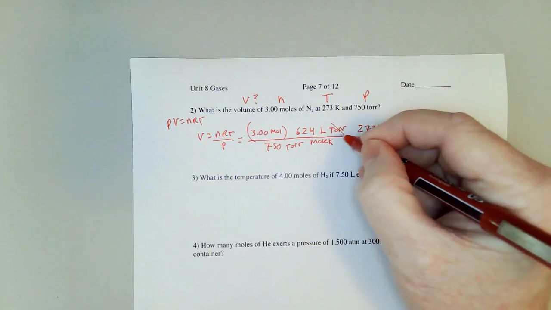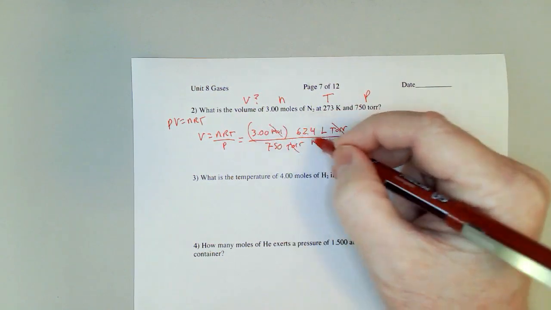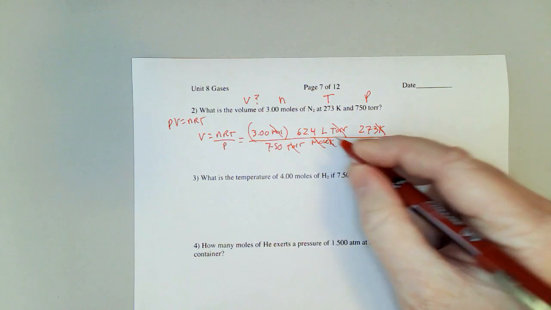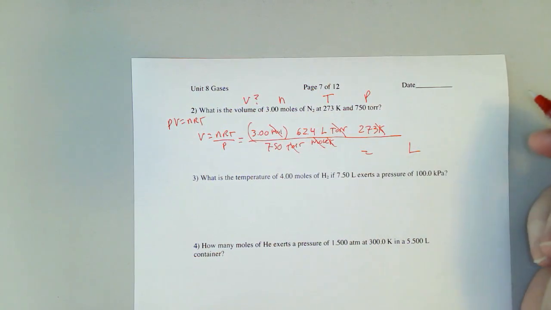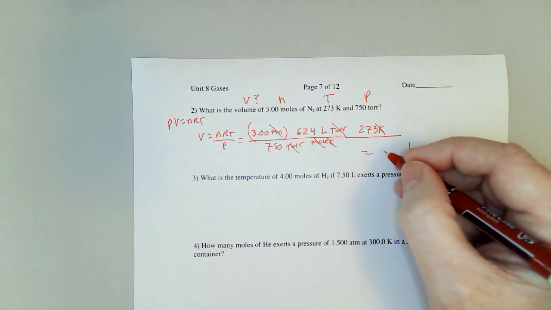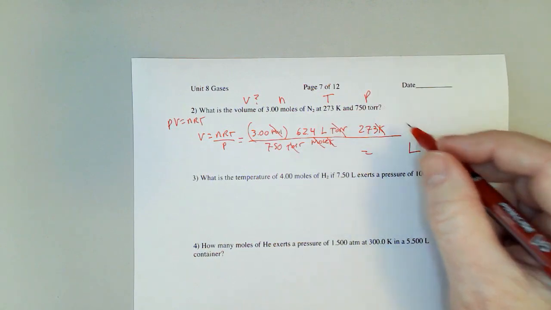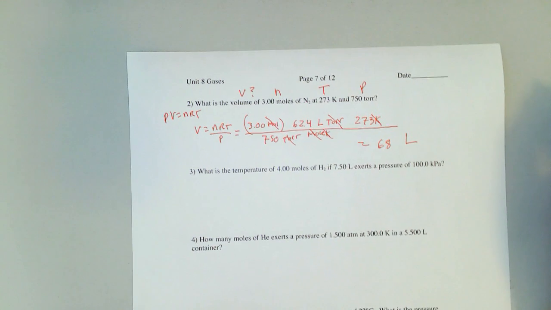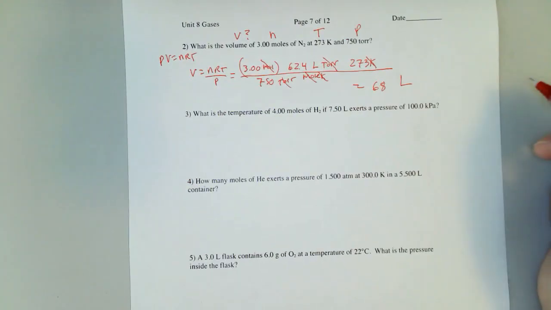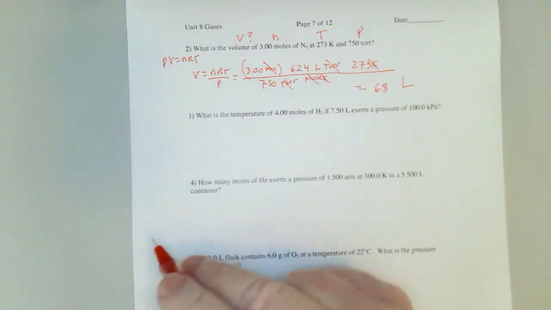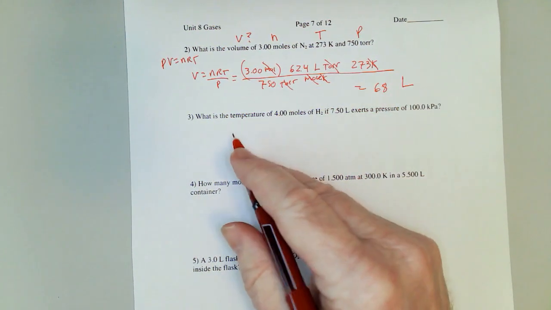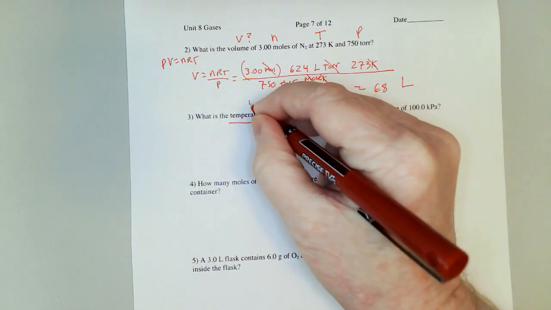All right. Torr's going to cancel. Mole's going to cancel. Kelvin's going to cancel. I'm left with liters. That's great. I'm looking for a volume. And with 2 sig figs, the way this is written, 68 liters. Okay. Don't let R intimidate you. It'll be printed at the top of your test. Not a big deal.